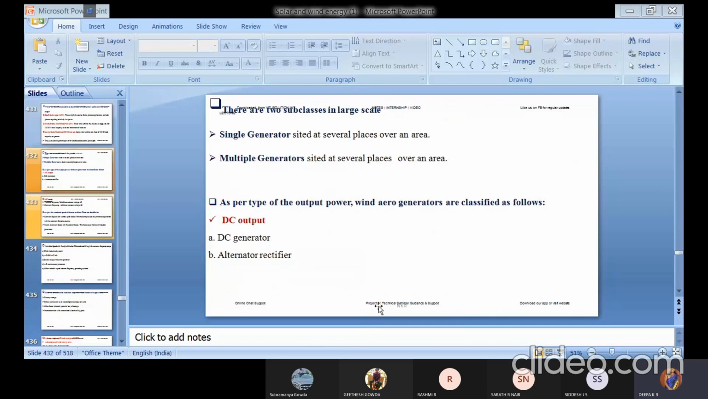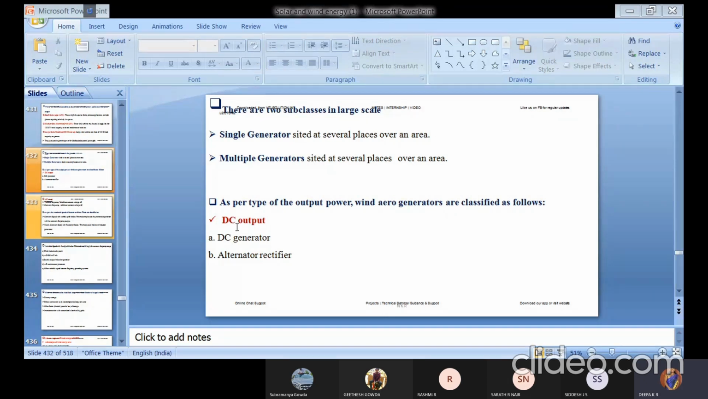Next we'll go with the different subclasses under large scale. There are two: one is a single generator, another is multiple generators. Depending upon the capacity, your generator will vary. If the capacity is high enough and you have a very good source of energy, then instead of one you could go for two, three like that. When you don't have a sufficient amount of wind energy, one will be in off mode and another will be working. So depending upon the capacity, we can add generators to the turbine system, one, two, three like that.